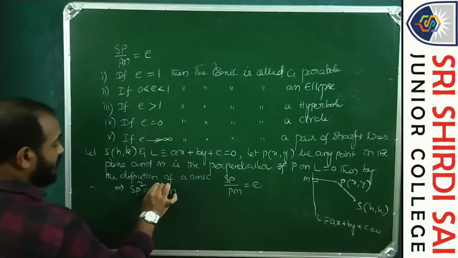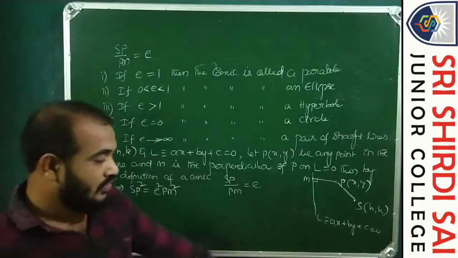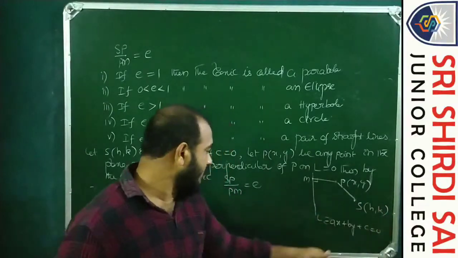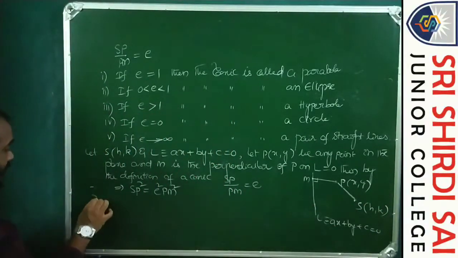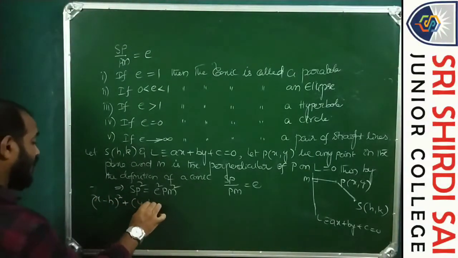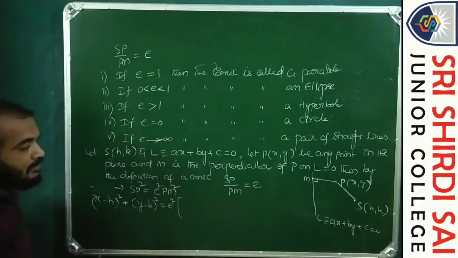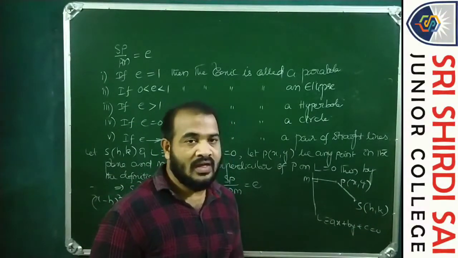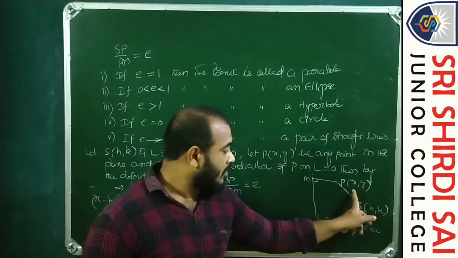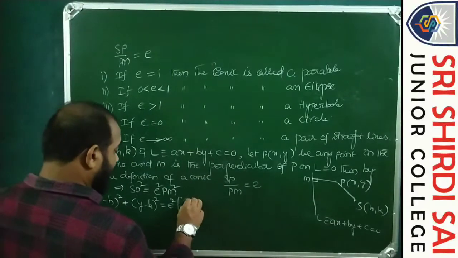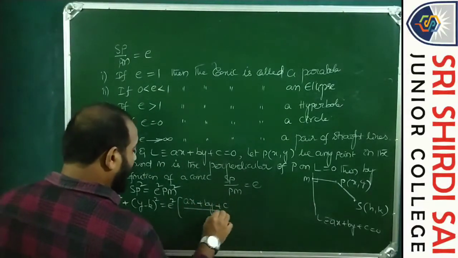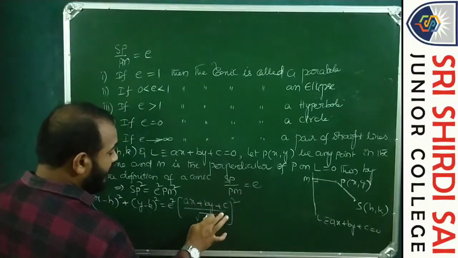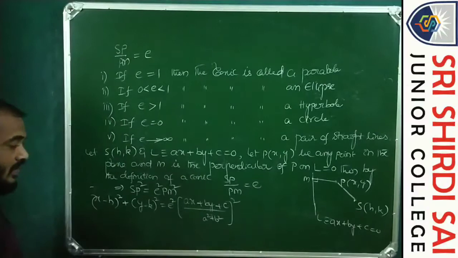Squaring on both sides, SP square equals E square PM square. What is SP? The distance between the two points, under a square root, which is why I have squared here. Then I got (x minus h) whole square plus (y minus k) whole square is equal to E square times PM square. What is PM? PM is the perpendicular distance of this P onto the line ax + by + c = 0. The length of the perpendicular drawn from P(x, y) to this line is (ax + by + c) by square root of a square plus b square. So PM square means this whole square, and the square root will be eliminated. Then, let us see what will happen.